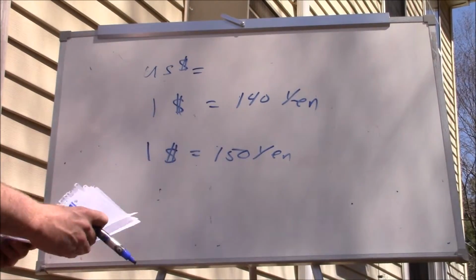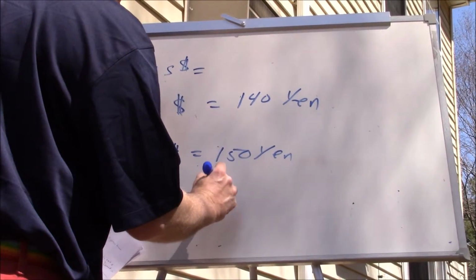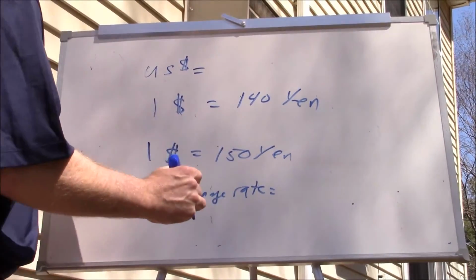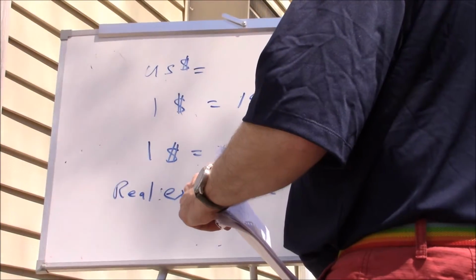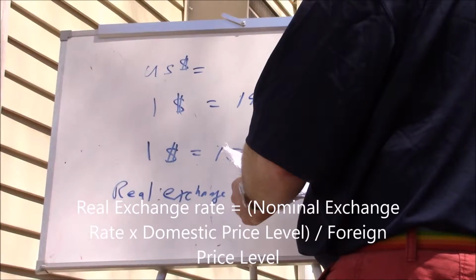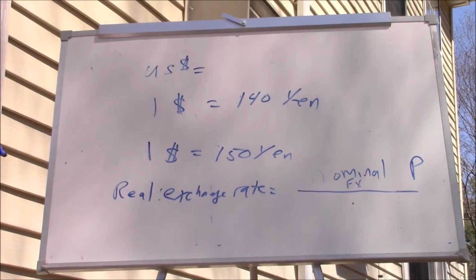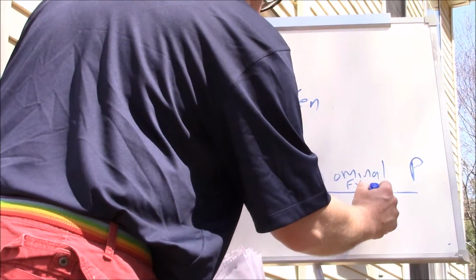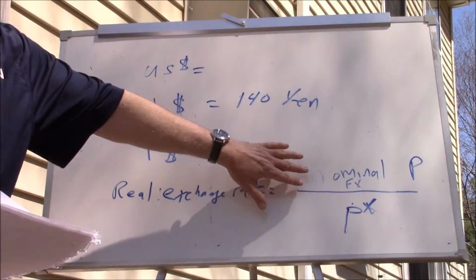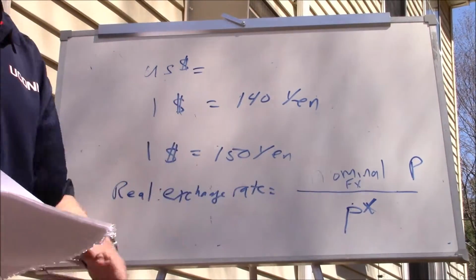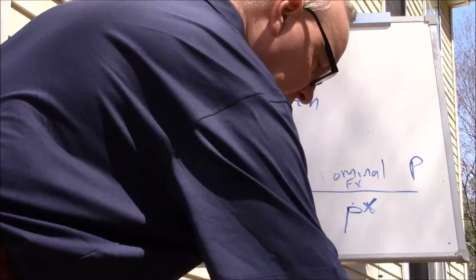Generic equation up on the board. So the real exchange rate equals the nominal exchange rate. I'm going to use FX for exchange rate. The nominal exchange rate times the domestic price level, and we'll use P for the domestic price level, divided by P star, and P star we're going to mean the foreign price level. So the real exchange rate is the nominal exchange rate times the domestic price level divided by the foreign price level. And let me use an example to discuss this.